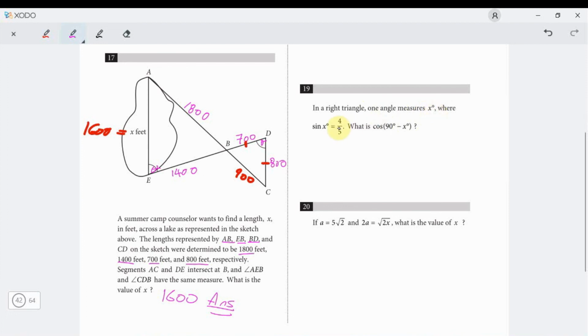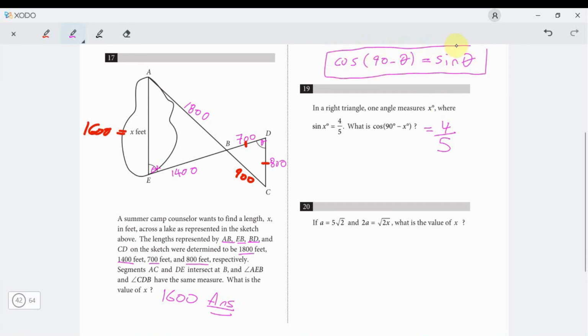Alright, on the triangle, it tells us sine x is 4 over 5. What is cos of 90 minus x? Cos of 90 minus x is 4 over 5. There's a rule that tells you that the cos of 90 minus theta is equal to the sine of theta. This is a rule we can know. So you don't believe me? Put this in your calculator.